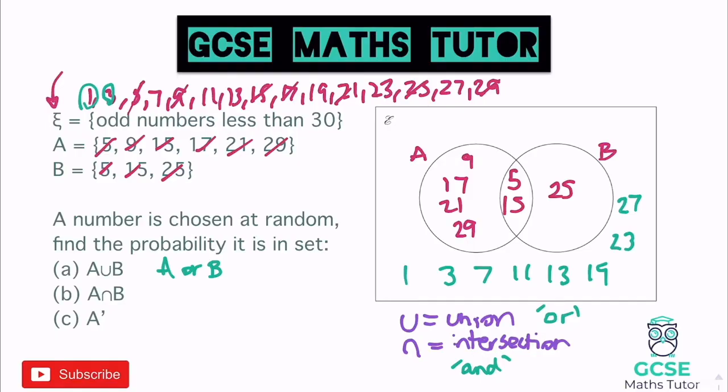So in fact, finding the numbers that are in A or B is all of these numbers within the Venn diagram, okay? So they are all the numbers that are within the Venn diagram then. If we count them up, there's 1, 2, 3, 4, 5, 6, 7 numbers there.